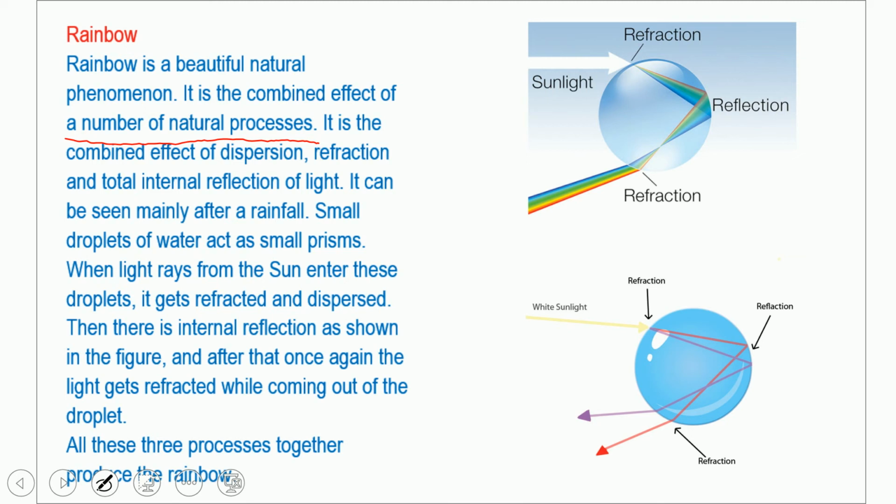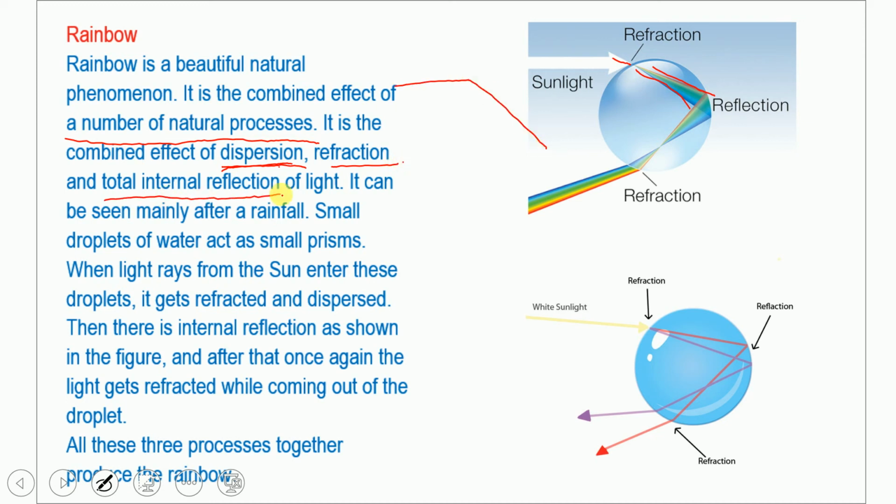Dispersion is there. Refraction is there. Internal reflection is there. Those are the three we studied. First is dispersion. What is dispersion? White light is divided into the 7 colors. That is called dispersion. Next is refraction. Refraction means when light passes from a rarer medium to a denser medium, it changes its path.